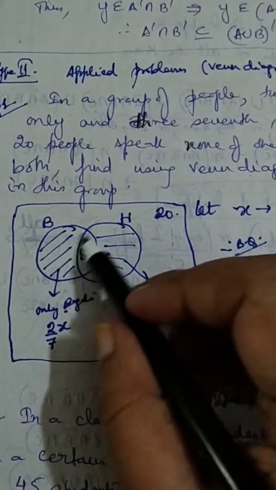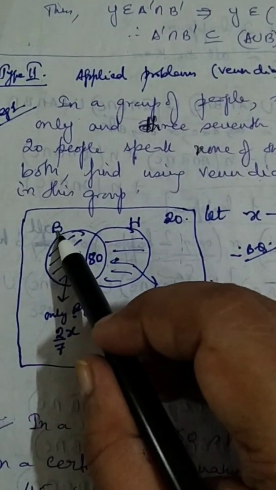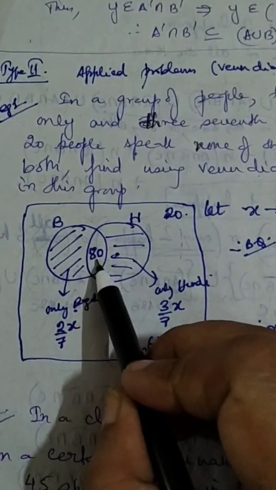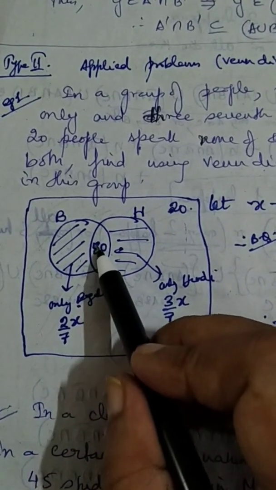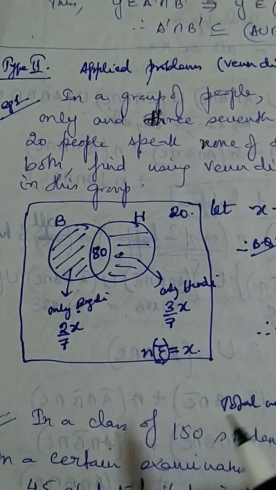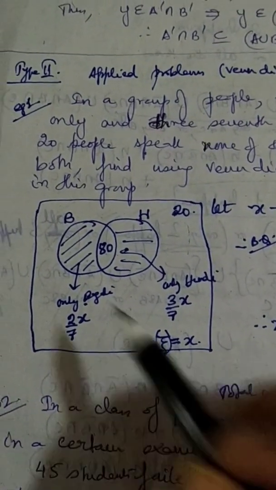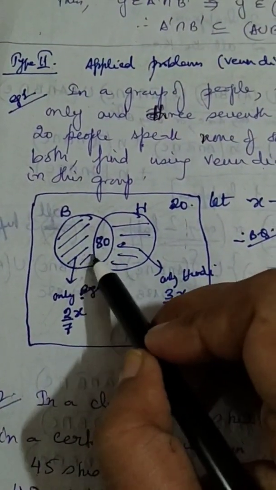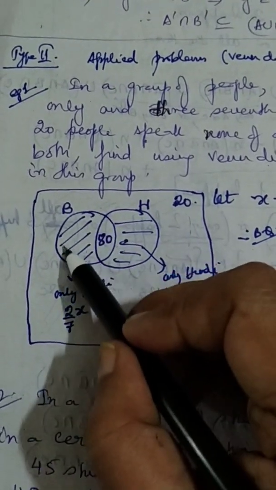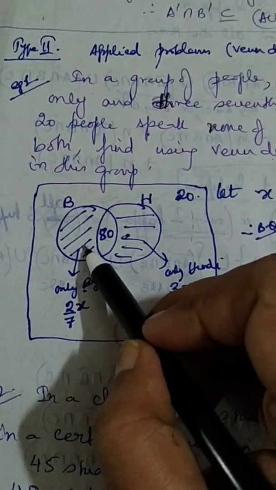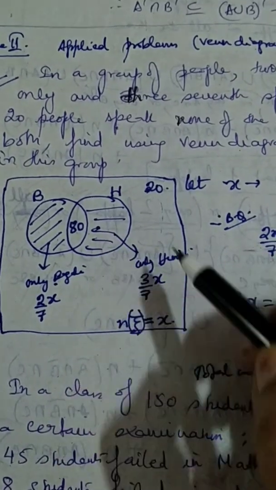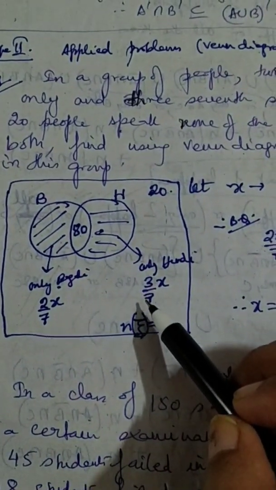You draw two circles representing the two sets, Bengali and Hindi. This is the common region to Bengali and Hindi. So this has 80 people. So over here I'm writing 80. And only Bengali means this region, as we have discussed earlier. This half moon over here is your only Bengali, and this half moon over here is your only Hindi.